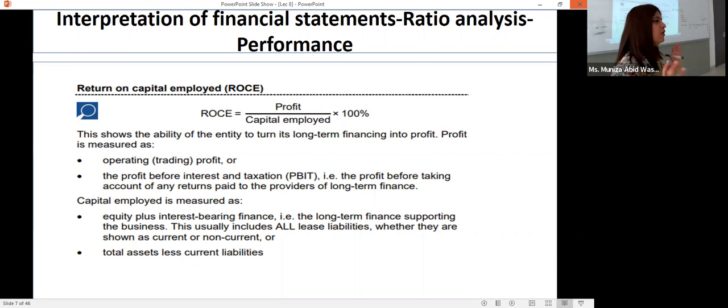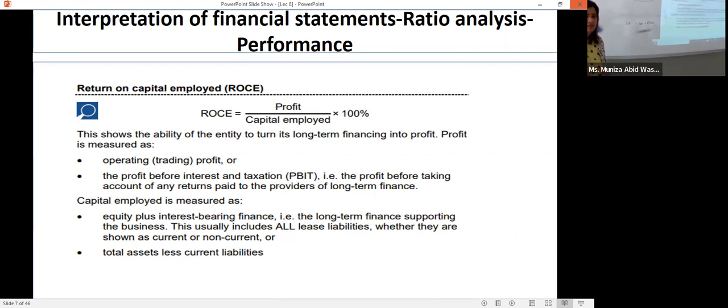Now come to the accounting equation again. What is an accounting equation? Assets is equal to liabilities plus equity. This is capital employed. What is the formula of the capital employed, which you used to learn all the time? It is long-term liabilities plus equity of the organization.